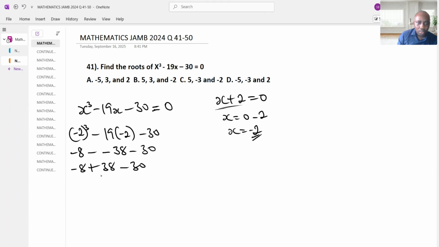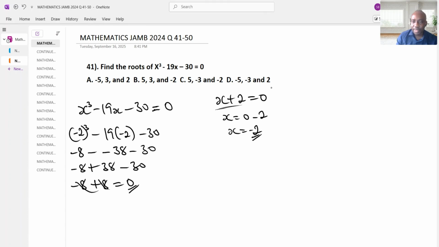Now what am I going to do here? I have minus 8, plus 38, and minus 30. Minus 8 plus 38 leaves plus 30, and by the time I pay out the 30, I have nothing left. Therefore this cancels out. It equals 0, which means that x plus 2 is a factor.